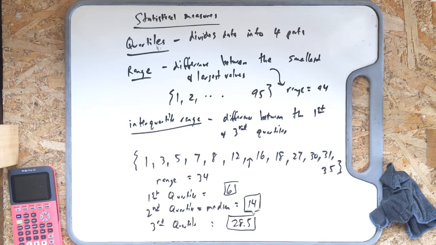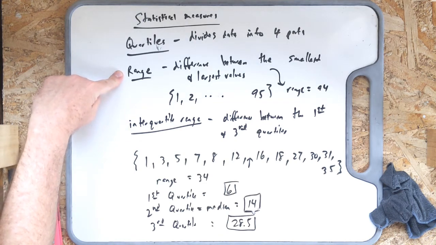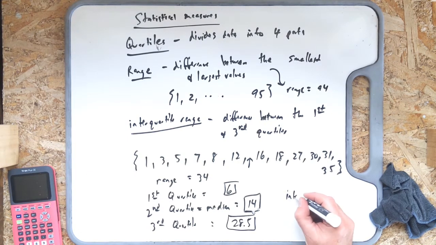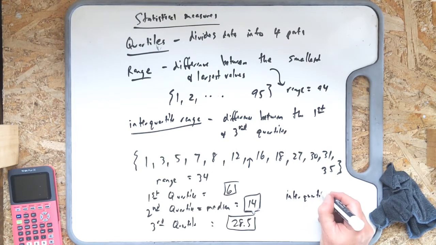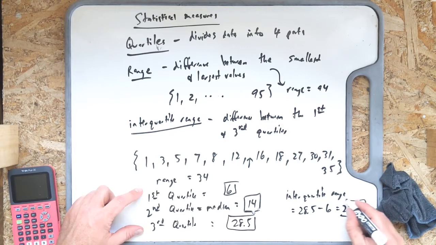Okay, so again, just some definitions. Range is the difference between the smallest and largest values. Quartile is basically splitting up the data into quarters. And the interquartile range, I should write that as well in here. Interquartile range is the difference between the third and the first quartiles. In this case, 28.5 minus 6, or 22.5.